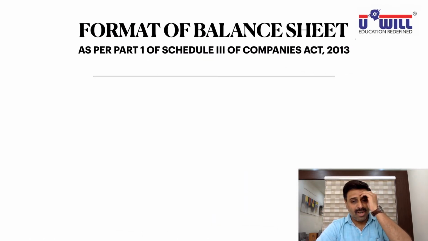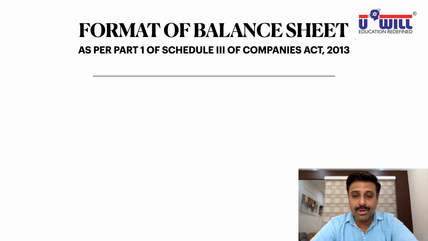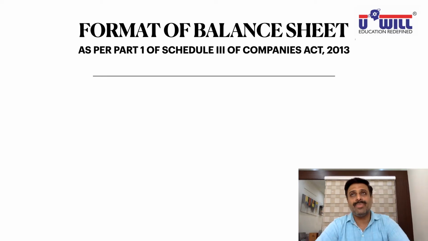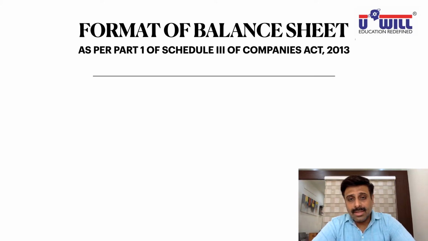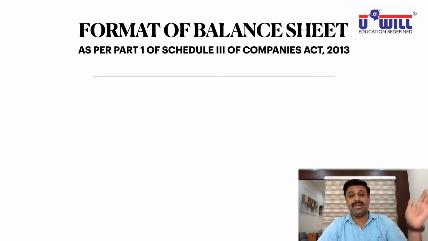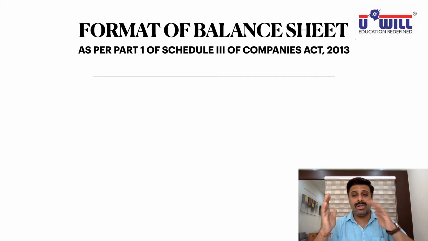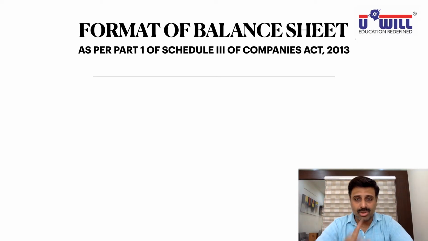First, we study the format of balance sheet as per Part 1 of Schedule 3 of Companies Act 2013. Now, a brief history of the formats I'll give you. Earlier, as per Companies Act 1956, the format of profit and loss and balance sheet was made in horizontal format, T format. T format means like you did in sole proprietorship and partnership firm, debit, credit side in P&L account and liabilities and asset side in balance sheet. So T format, we call it as horizontal format.